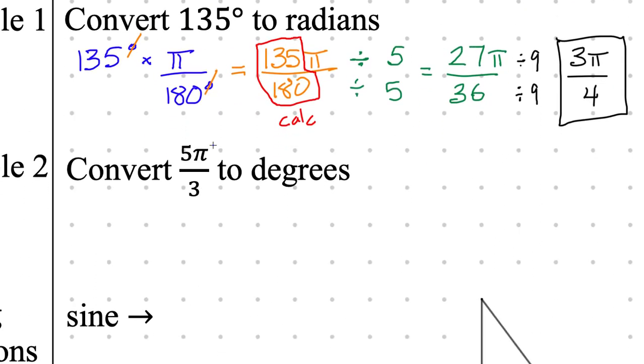All right, let's convert 5 pi over 3 into degrees. So rewrite it, 5 pi over 3. I'm going to multiply by a fraction. What is that fraction? With a quiet raised hand.